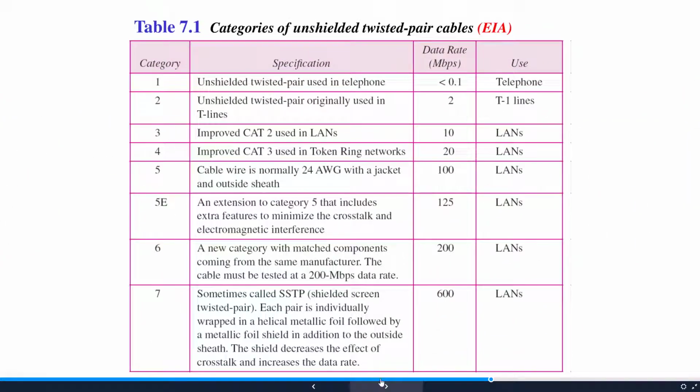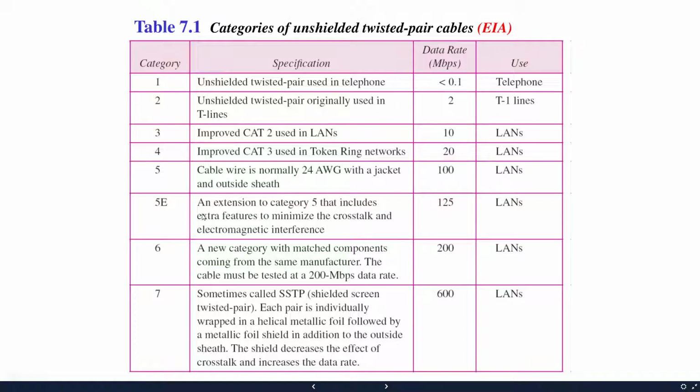Next one is, okay, so we have categories of unshielded twisted pair. You have Cat 1, 2, 3, 4, 5, 5E, 6, 7. So for telephone lines, we just use the Cat 1, and you can just check out these specifications. The ones that we usually use is Cat 5. Okay, so cable wire is normally 24 AWG with a jacket outside. So the rate of transfer is 100 Mbps.